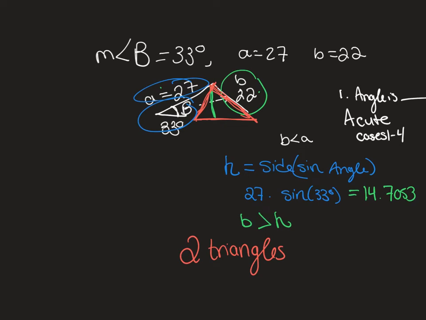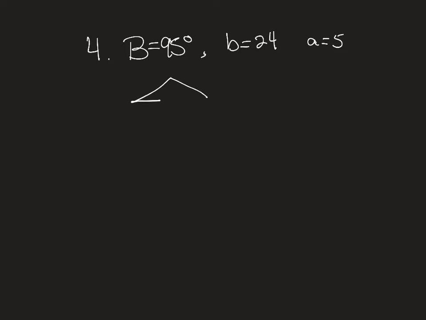Let's try another one. I'm going to skip number 3. Let's try number 4. So now we're on number 4, and it says that B, my angle B, is 95 degrees. It says that little b, my side, is 24, and that little a is 5. Again, remember, always side, side, angle. But in this case, I need to draw a little bit more accurately, and here's why.